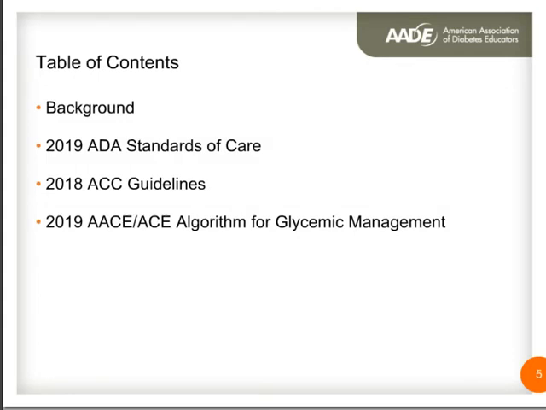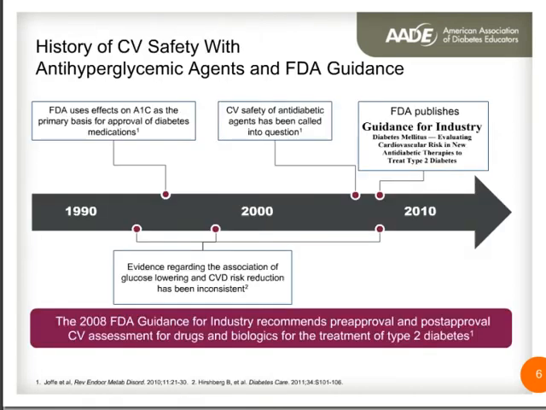I'll just take you through an overview of what I'd like to talk about today. First, we'll start with a background on how the cardiovascular outcome trials came into being in the diabetes space. Next, we'll discuss key findings from landmark trials and how these findings were really integrated into different types of guidelines, the ADA standards of care, the ACC guidelines, and the AACE algorithm for glycemic management.